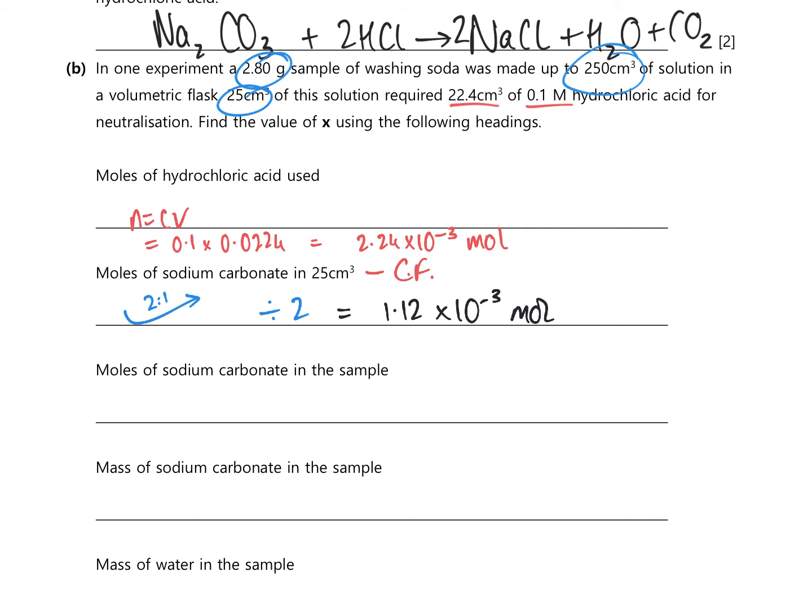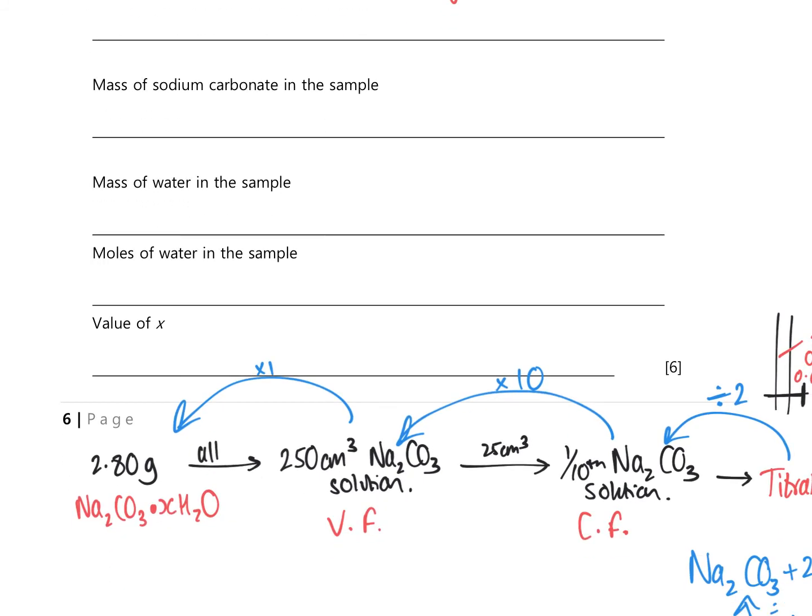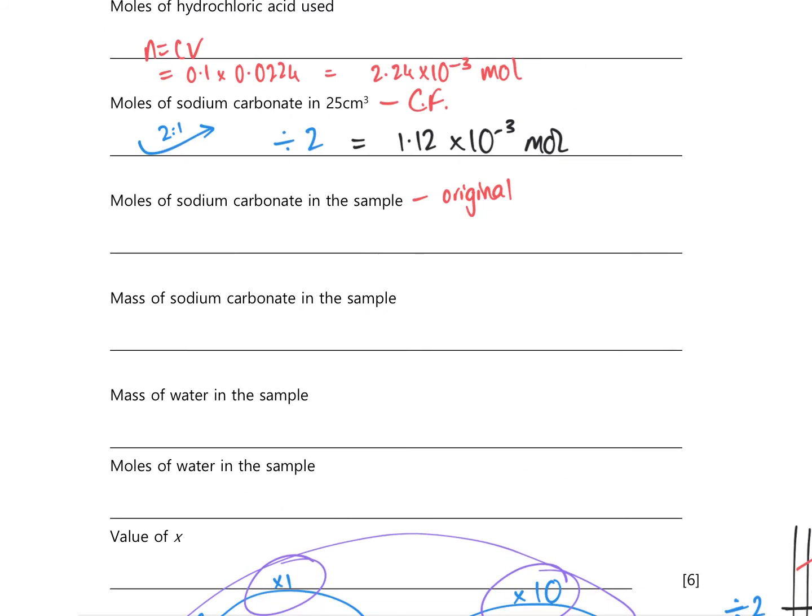Number of moles of sodium carbonate in the sample. So that's essentially in our original. And if you go back down to your diagram, we're essentially going from this point in our conical flask all the way back to our original sample. So you can see that involves a times by 10 and times by 1. And so therefore we're just timesing by 10 here to get the number of moles in our original sample. And that's really because we only titrated a tenth of the portion. So that will be 0.0112 moles in our original sample.